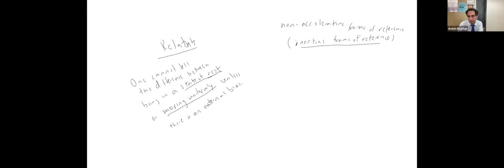Like imagine you're on a platform seeing the train whiz by, but the train is moving at a uniform velocity. Me or you, the laws of physics will be the same. Things may not look the same, but the laws of physics will be the same for all inertial frames of reference.